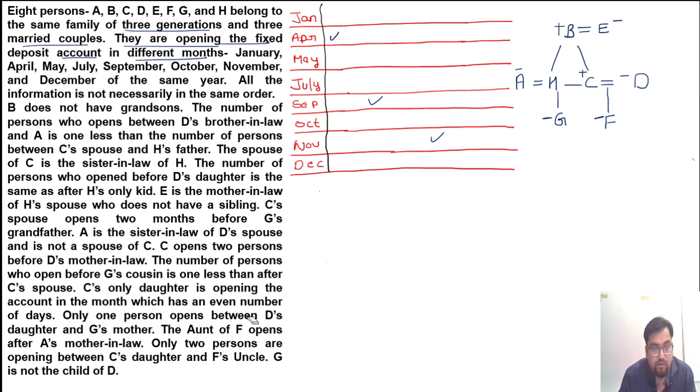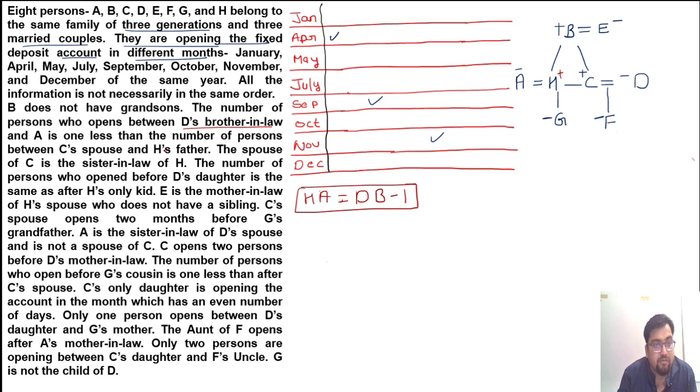Let me first of all note down from the beginning. Who is D's brother-in-law? D's brother-in-law will be H. So the number of persons opening the account between H and A is one less than the number of persons between C's spouse and H's father. Who is C's spouse? That is D. And who is H's father? That will be DB minus 1. Okay, fine, I will note down this point.